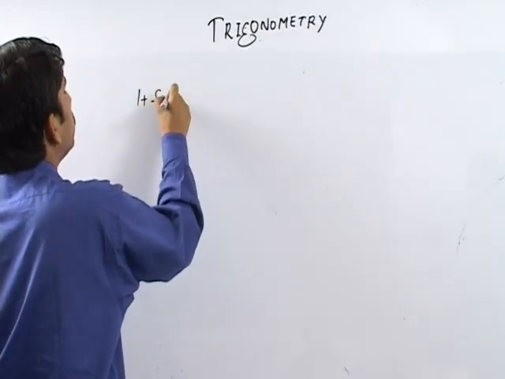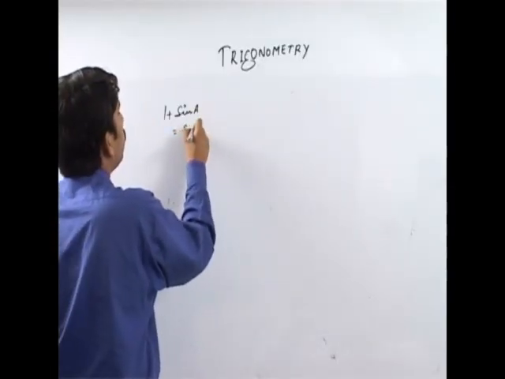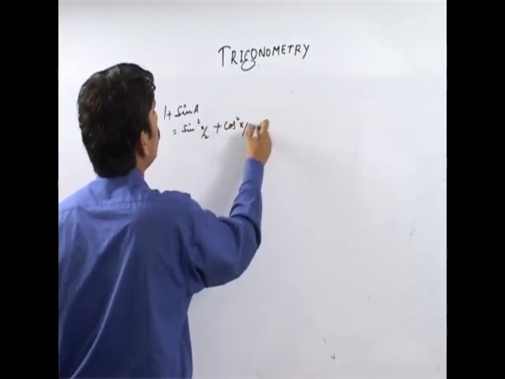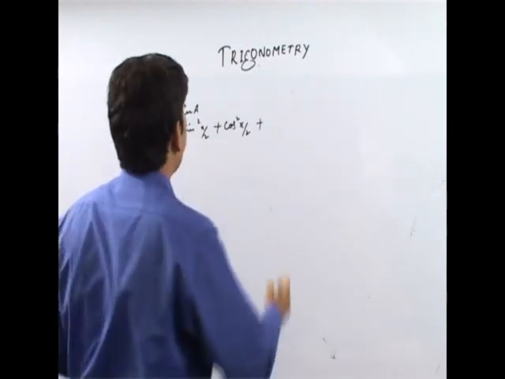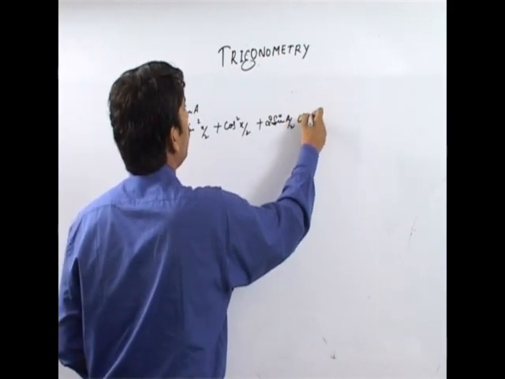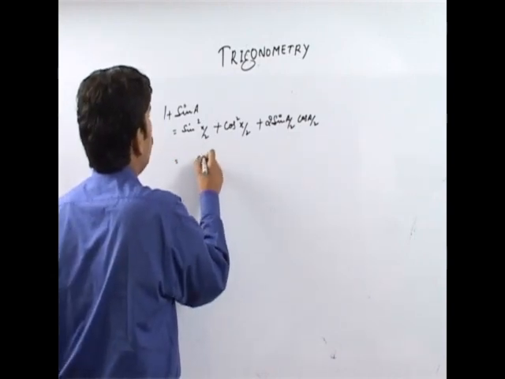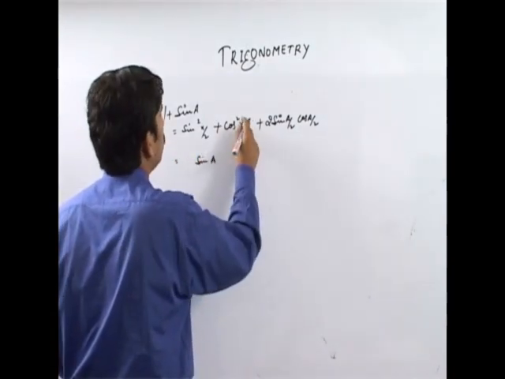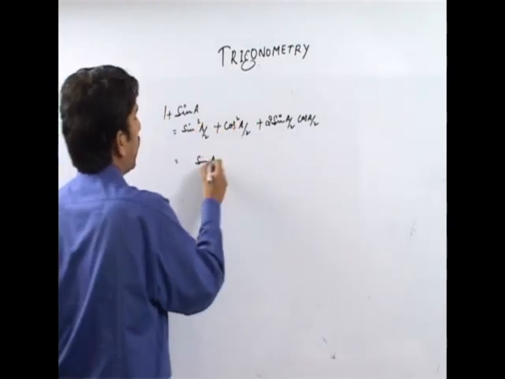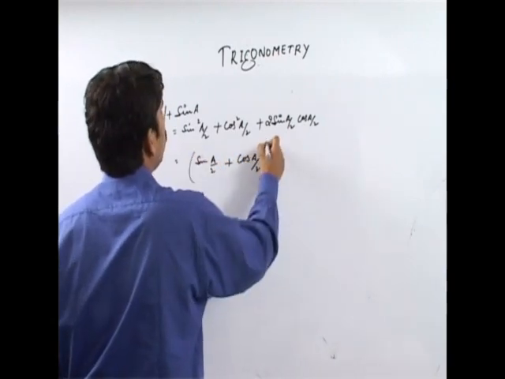One plus sine of A is equal to, if you write it like sin square A by 2 plus cos square A by 2. And what is sin A? Sin A is 2 sin A by 2 cos A by 2. And this will become sin A by 2 plus cos A by 2, the whole square.